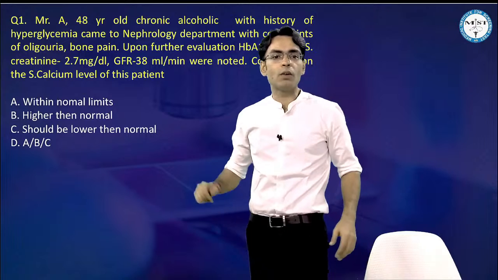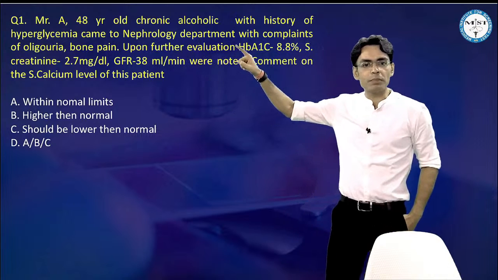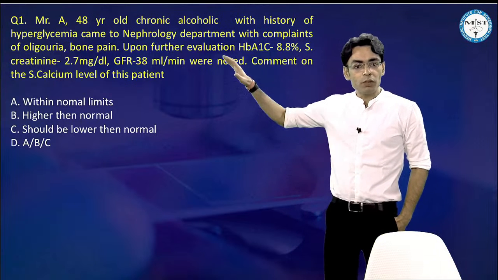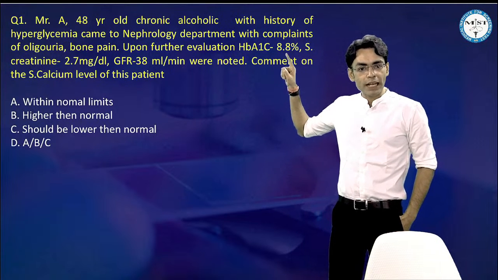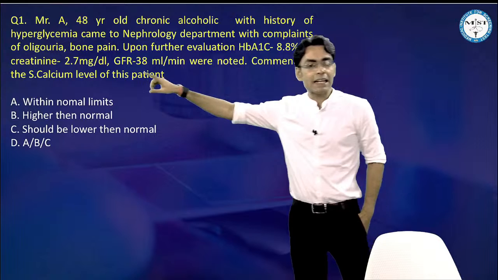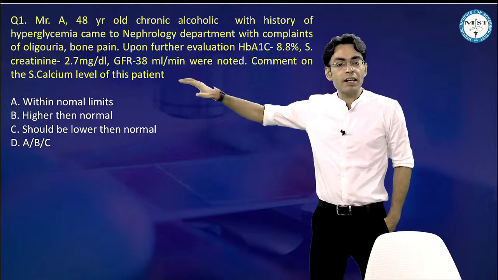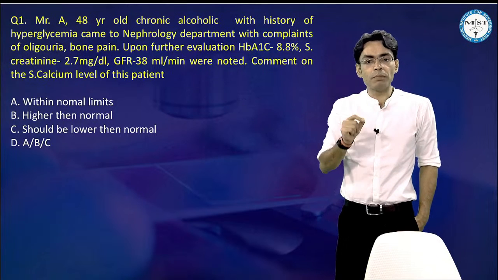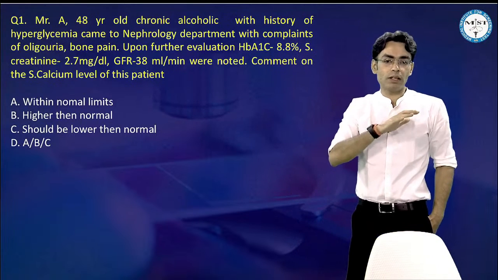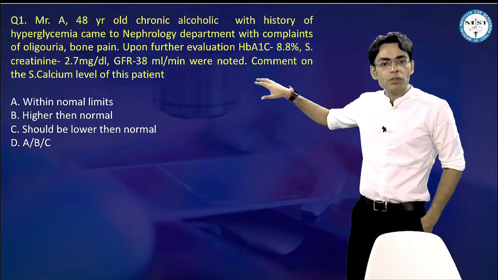A 48-year-old chronic alcoholic with history of hyperglycemia came to the nephrology department with complaints of oliguria and bone pain. Upon further evaluation, the HbA1c was found to be 8.8%. That means the person has really uncontrolled sugars. Creatinine level is 2.7 milligram per deciliter, which is way high. And the GFR is 38 milliliter per minute. So with GFR 38, the patient is already in chronic kidney disease, because the GFR is very low. Then comment on the serum calcium of this patient.